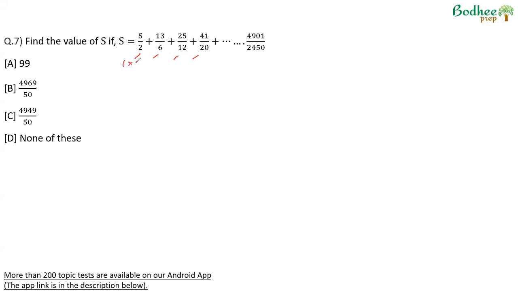Now this series is common. 2 is 1 into 2, 6 is 2 into 3, 12 is 3 into 4, and so on. So basically, these are the products of two consecutive numbers. Also, we see that the denominator is less than the numerator in all cases. So what we can do is start dividing. 5 by 2 will be 2 plus 1 by 2. 13 by 6 will be 2 plus 1 by 6. 25 by 12 will be 2 plus 1 by 12. 2 plus 1 by 20, and so on. The last term will be 2 plus 1 by 2450.